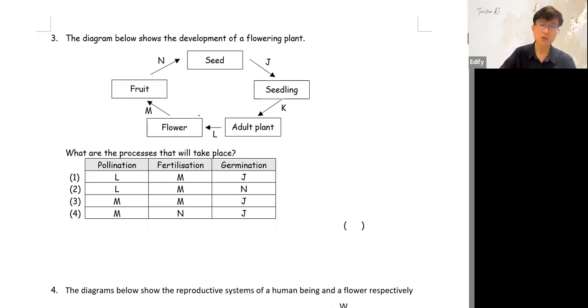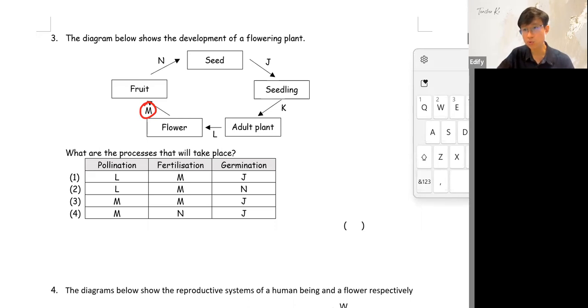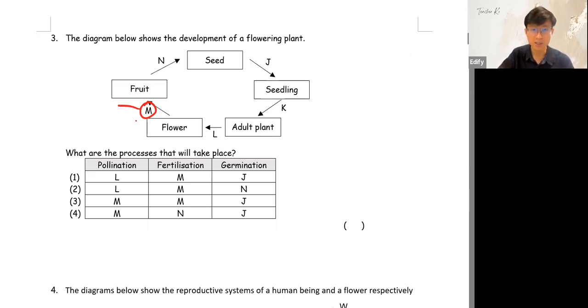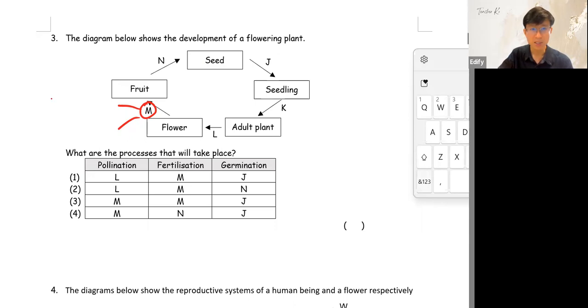For a flower to develop into a fruit, as I've mentioned just now, two important processes must take place. Number one, pollination must take place. They are not able to transfer the pollen grains on their own. They will need the help of animals or wind to transfer the pollen grains. Number two, after the pollen grains are transferred to the stigma, fertilization will be the next stage that has to take place before the flower can develop into a fruit.